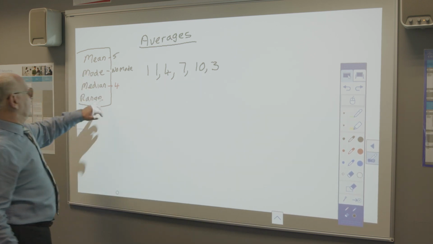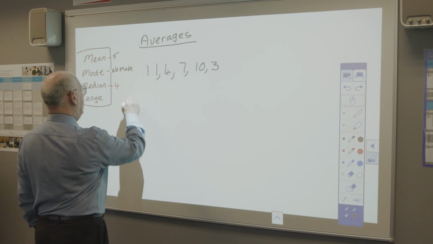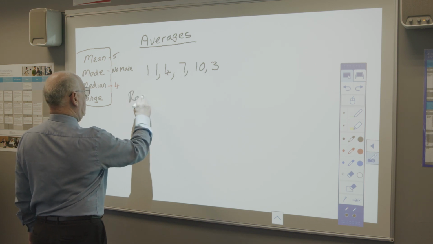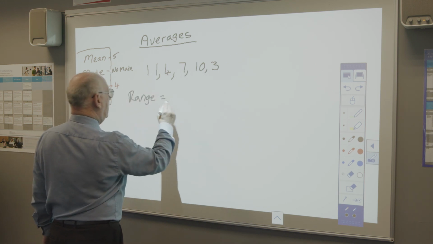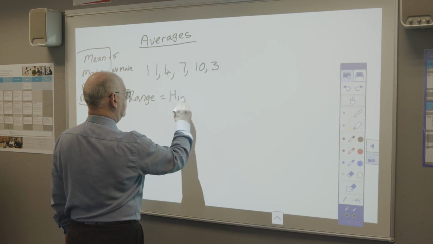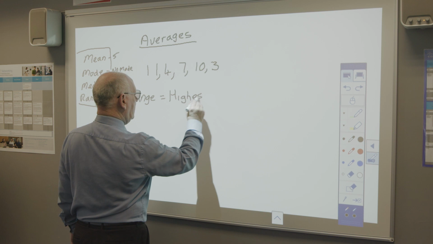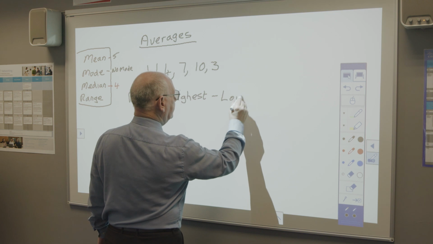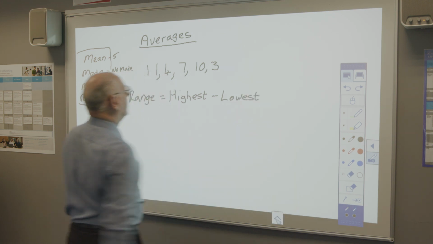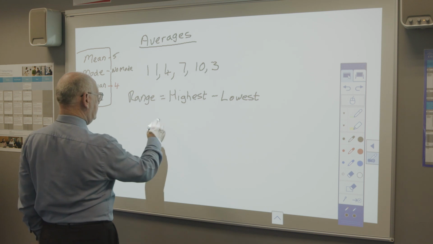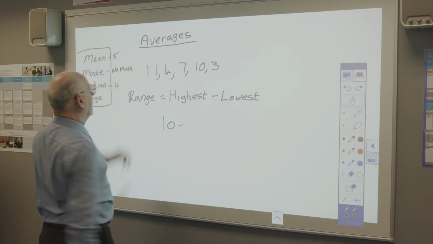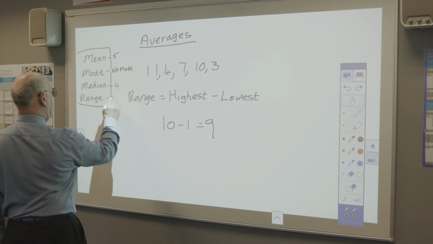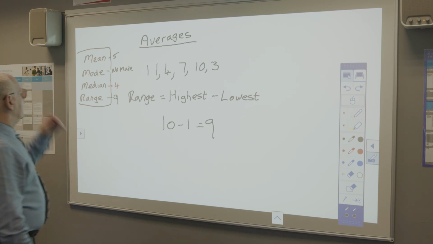Okay, so the final one, the range. That's probably the easiest of the lot. Highest minus the lowest. So in our case, the highest is 10 and the lowest is 1, 10 minus 1, so the range is 9.